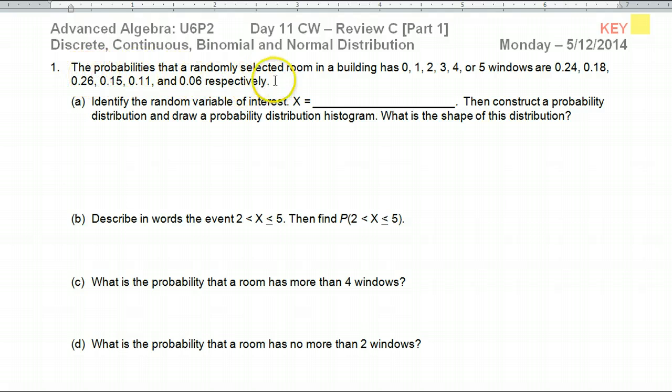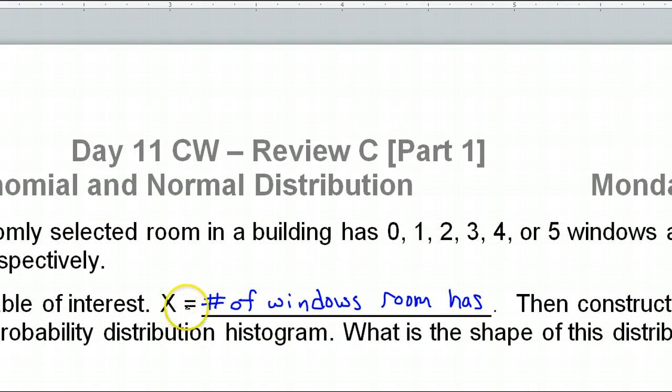Okay, the probabilities that a randomly selected room in a building has 0, 1, 2, 3, 4, or 5 windows are these probabilities respectively. That means 0 goes with this, 1 goes with that, and so on. Identify the random variable of interest. Well, read it again. It says the probability that a randomly selected room in the building has 0, 1, 2, 3, 4, or 5 windows. So we're talking about the number of windows. So that has got to be the variable here. So X is the number of windows the room has.